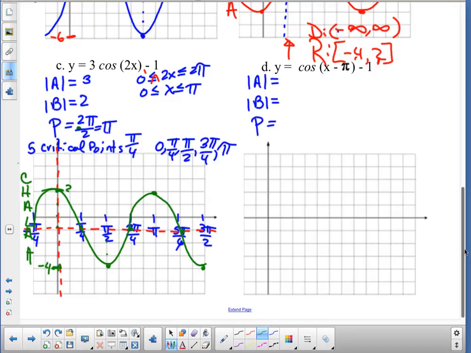Okay. So my domain, first of all, is from -infinity to infinity. And my range is from -4 to 2, because it's going to oscillate back and forth.